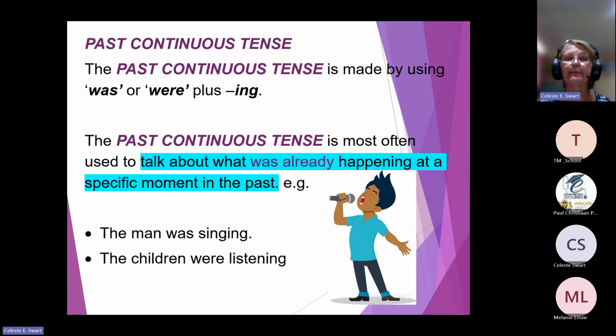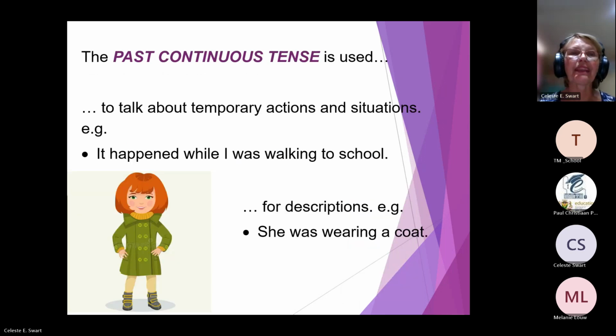It's most often used to talk about what was already happening at a specific moment in the past. Remember that, something that was happening sometime in the past. The man was singing. The children were listening. So we see was and were plus the ing on singing and listening.